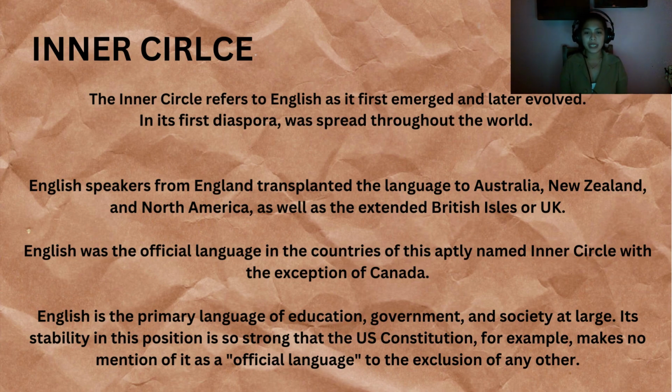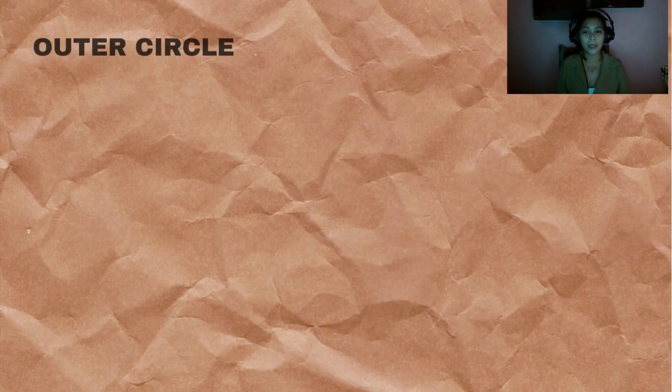English speakers from England transplanted the language to Australia, New Zealand, and North America, as well as the extended British Isles or UK. English was the official language in the countries of this, aptly named, inner circle, with the exception of Canada. English is the primary language of education, government, and society at large. Its stability in this position is so strong that the US Constitution, for example, makes no mention of an official language to the exclusion of any other.